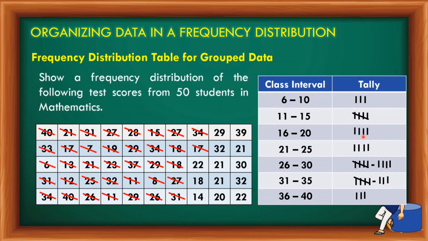Then 17, mark 17. So, we have here. Then 22, so dito sa 21 to 25, then 18, so we have here 16 to 20, then 14, so sa 11 to 15, then 29, sa 26 to 30, then 32, so 31 to 35, then 21, so dito sa 21 to 25, so another 21, dito pa rin siya, then 20, sa 16 to 20, then 39, mark natin sa 39, sa 36 to 40, then 21, mark natin dito si 21, then 30, we have here 30, then 32, sa 31 to 35, and the last is 22, that is here, 21 to 25. Okay, that's all the tally.